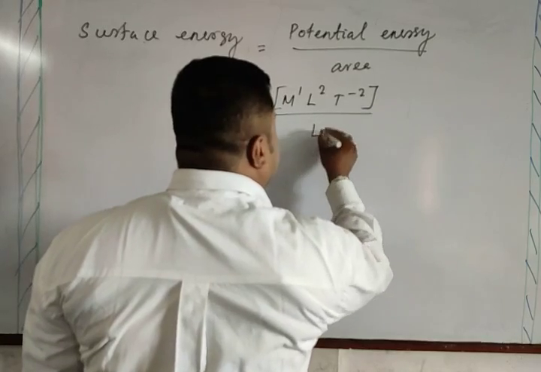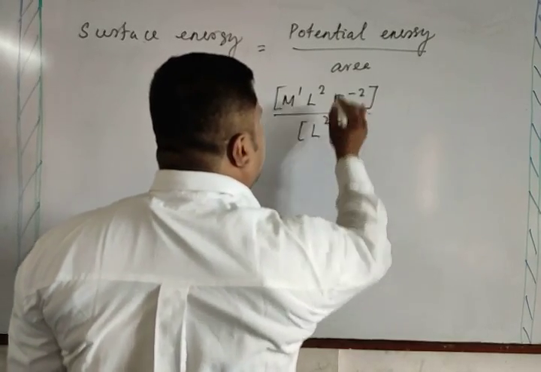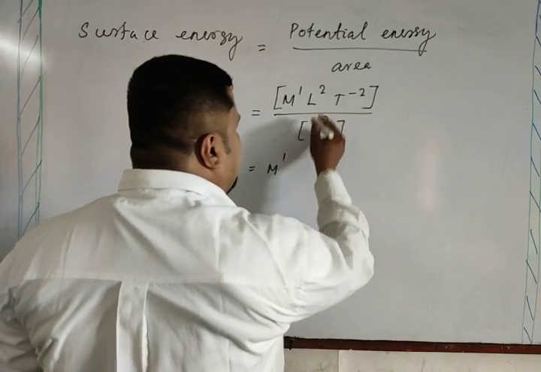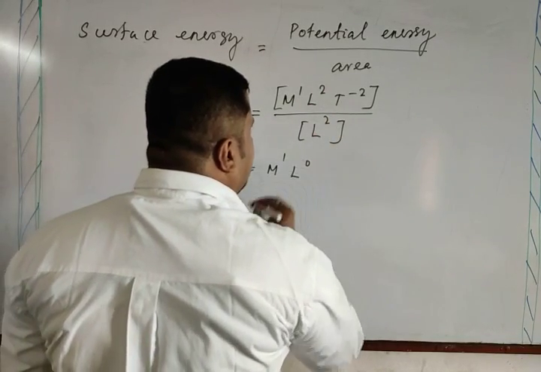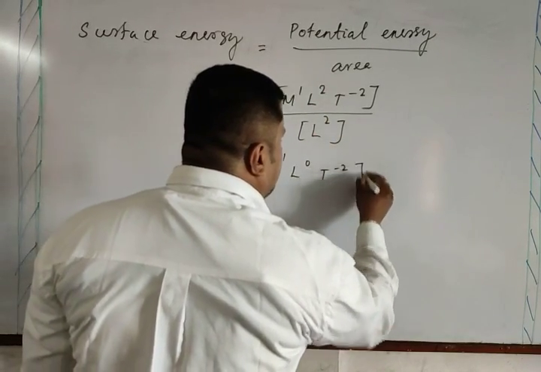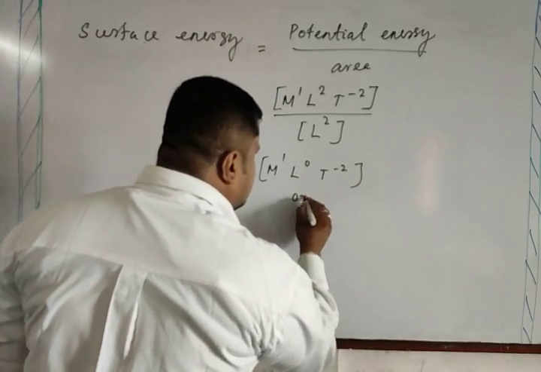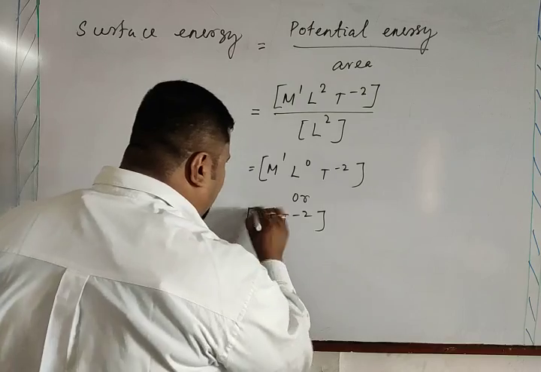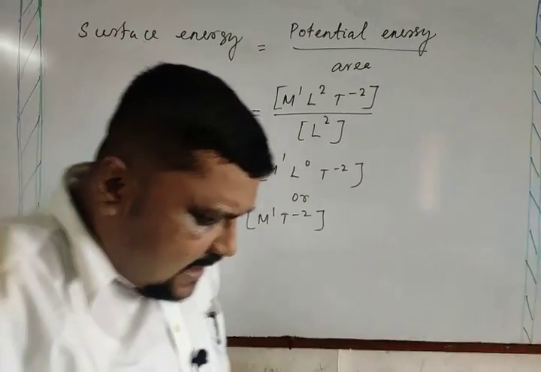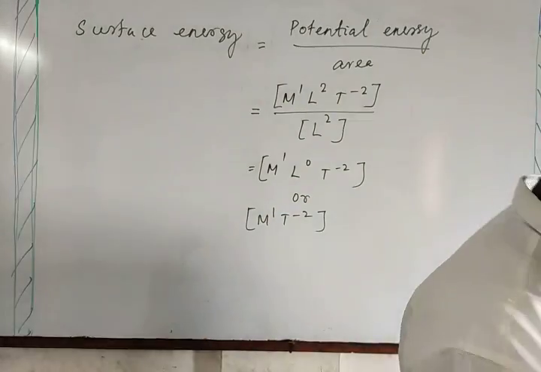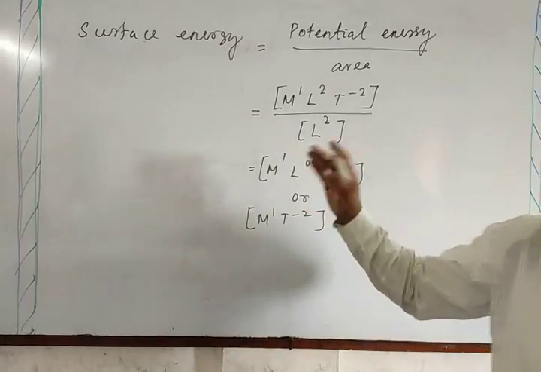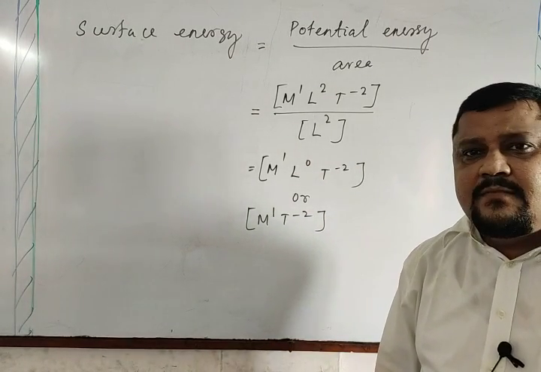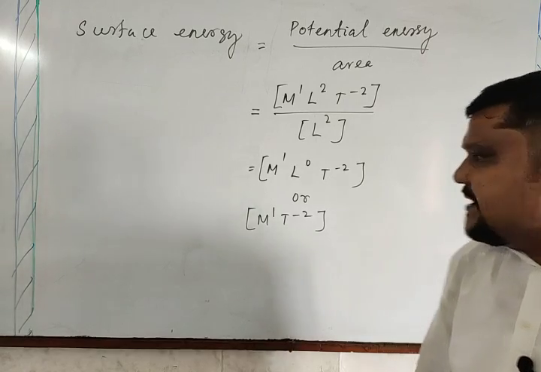Then the area is L2, this is the dimension of area. If you put that in the dimension formula, M1, this L2 gets cancelled, so L to the power 0, and I will put T minus 2. Or I can write this as M1 T minus 2. So you have got the dimension formula of surface tension and surface energy, and both have the same dimension.